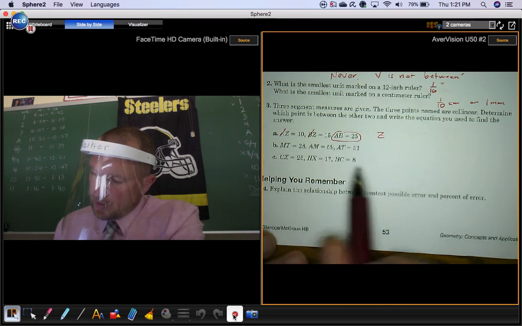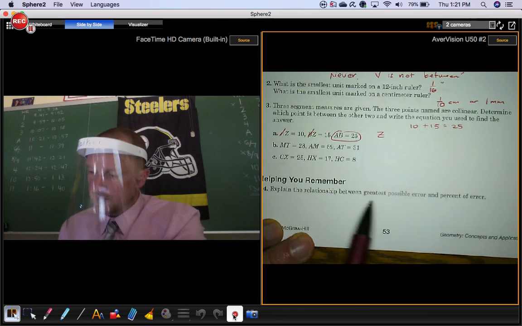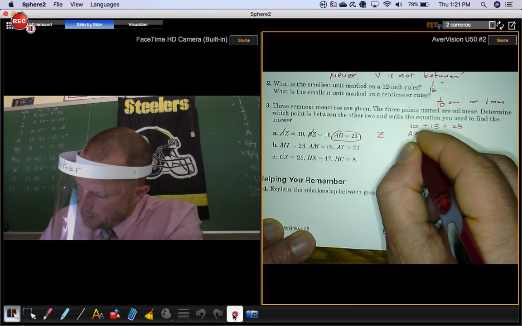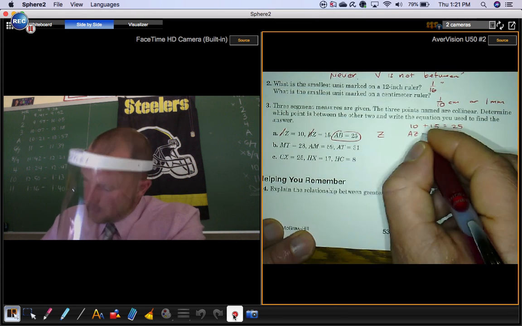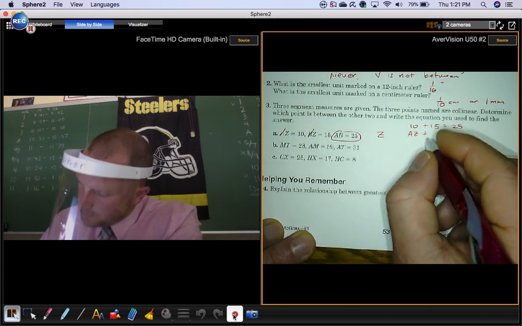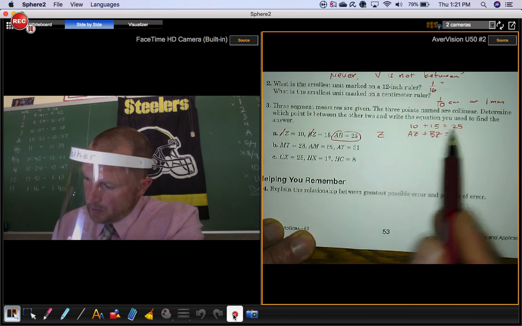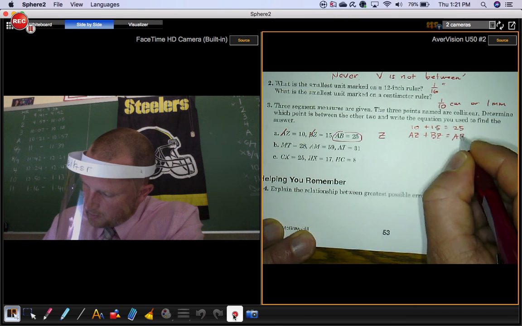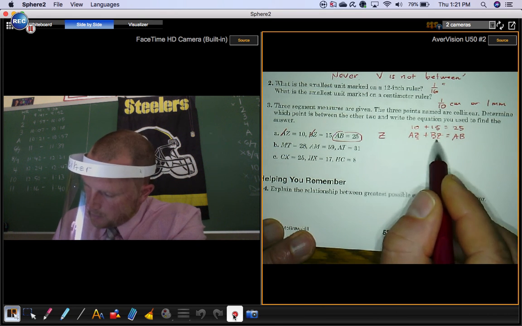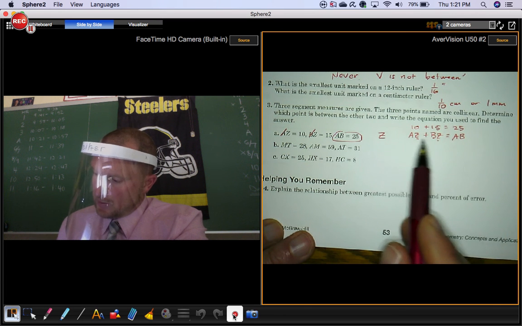So if you want to write an equation, I think we all know that 10 plus 15 gives you 25. And then you could just plug in the lengths if you want to. The 10 is the distance from A to Z. The 15 is distance from B to Z. The 25 is distance from A to B. That's your biggest segment, so that's the point that's between.